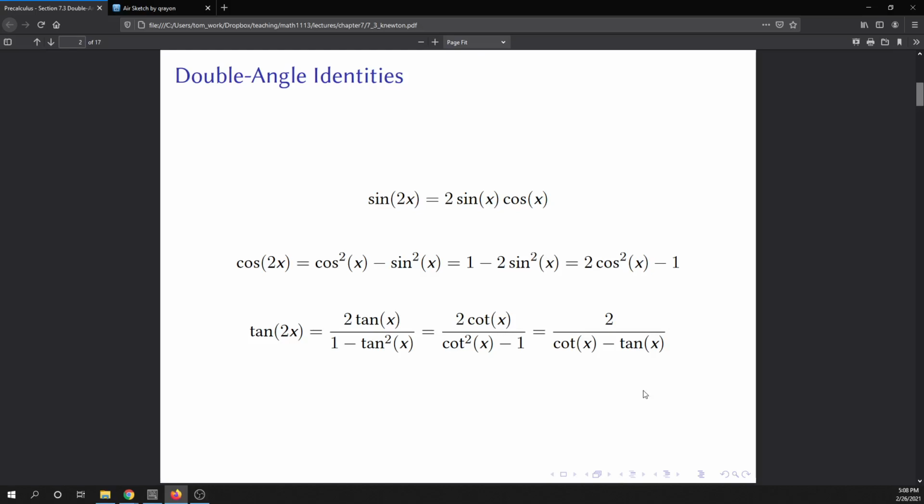Okay, so those are the double angle identities, right? You're allowed to assume that these are verified and true, even though we're not going to do that in this video. We will use these when we are working through the problems. Okay, so that's it for this one. In the next video, I will start working some examples using the double angle identities.